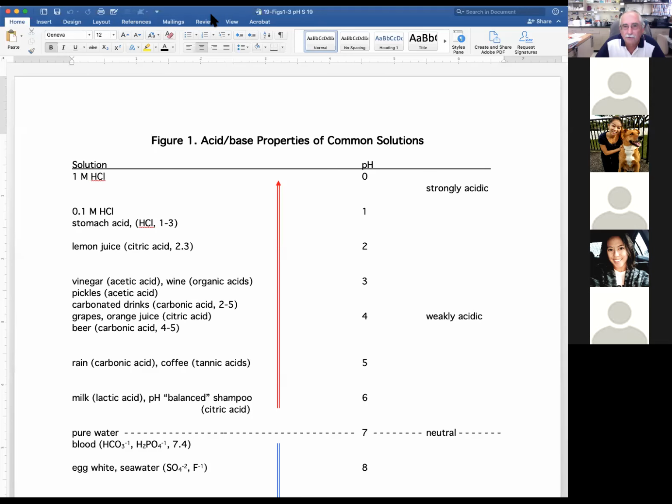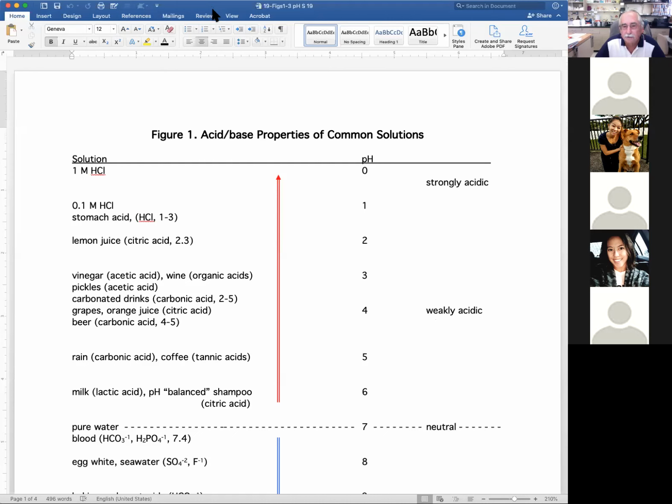So before we get into the real chapter, just to show you a few things about pH. Here's a 1 molar solution of hydrochloric acid. That will give you a pH of 0. Here's a 0.1 molar solution of hydrochloric acid, which gives you a pH of 1.